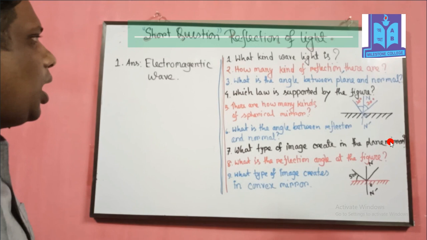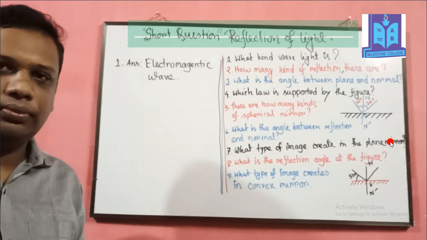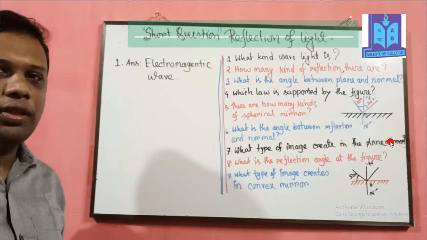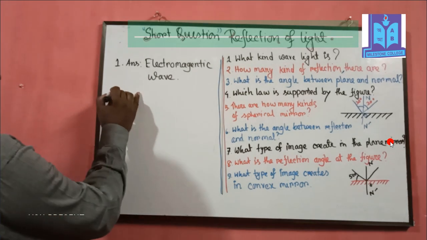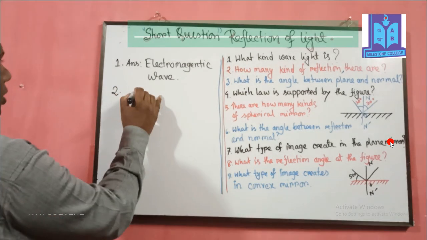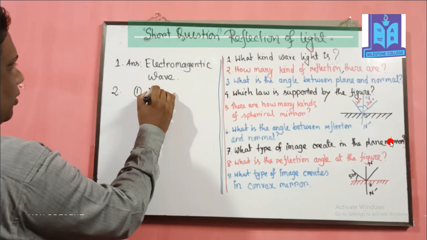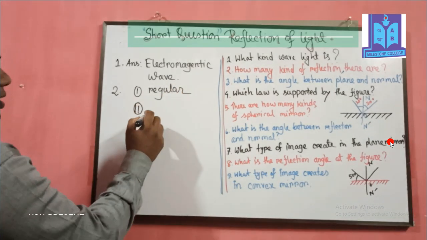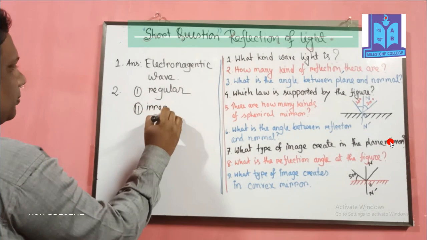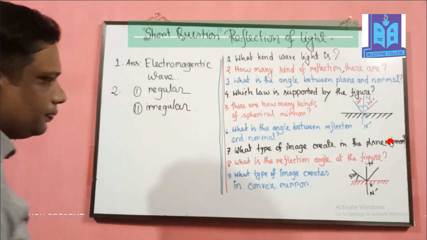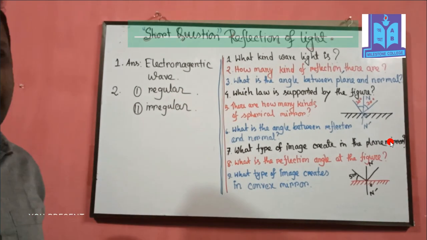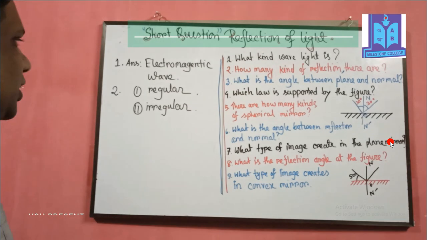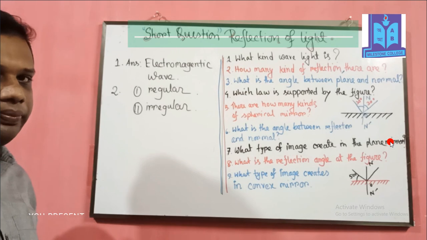Then, how many kinds of reflection are there? Dear students, we have two kinds of reflection. So the answer is: 1, regular, and the second one is irregular. So, my dear students, again, we have two kinds of reflection, which are regular reflection and irregular reflection.